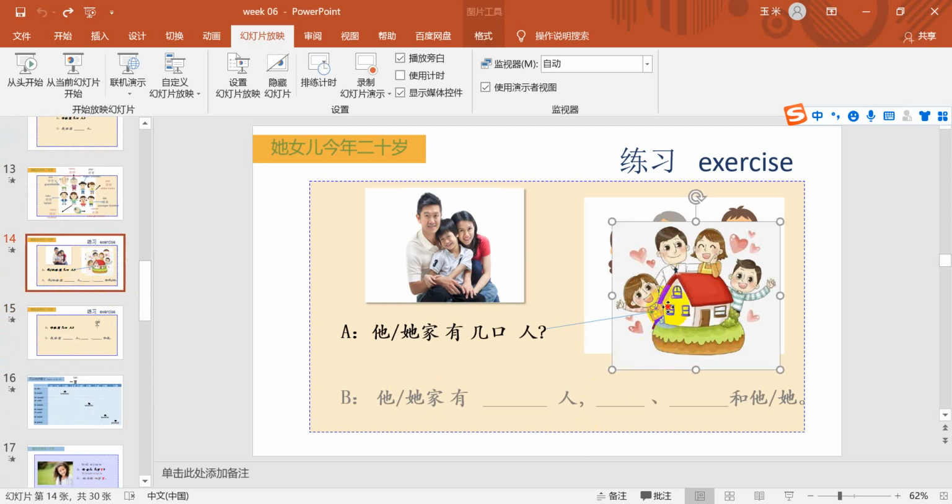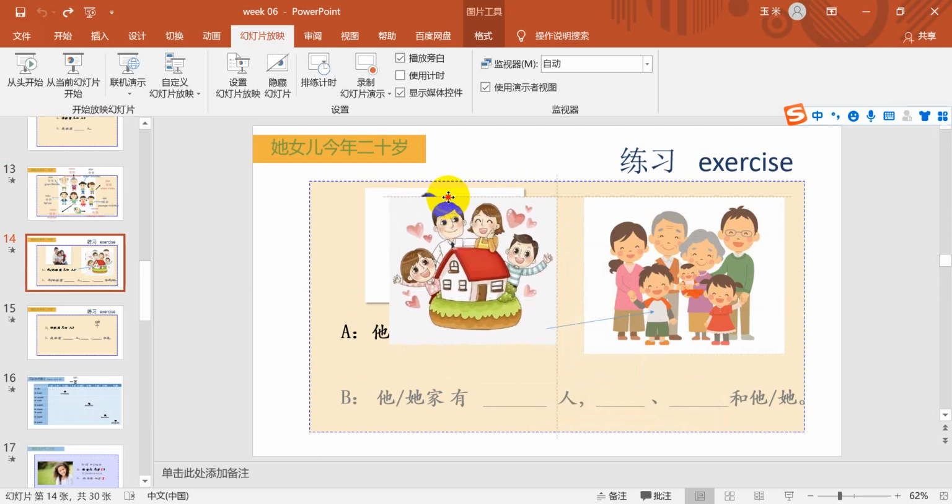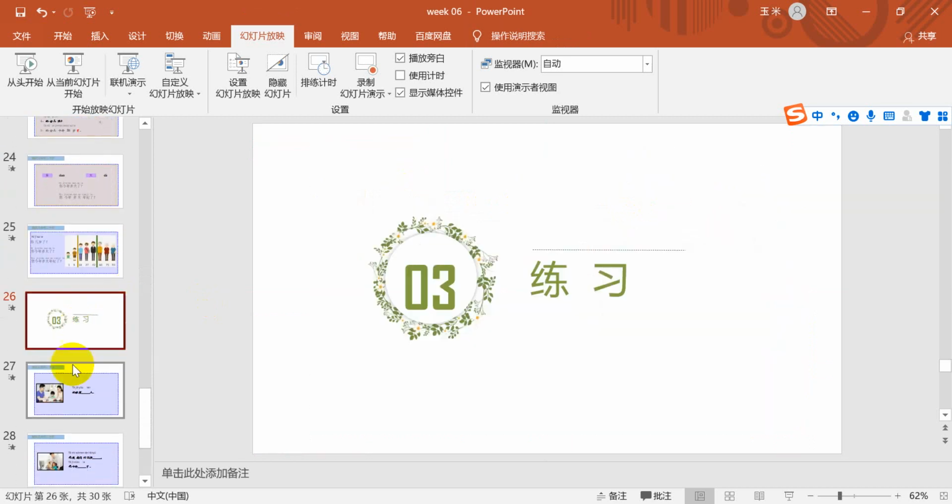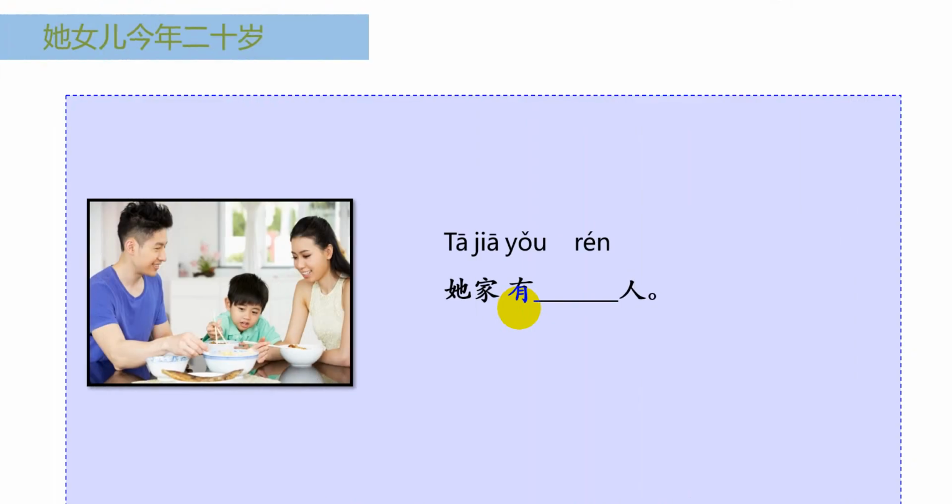Okay, no one. Now maybe we can use this picture to do some practice. We have learned family members and age, so we can see together how to fill in the blanks. For picture 1, he is describing the family members. 他家有 what to write here? 他家有3口人. Who are they?